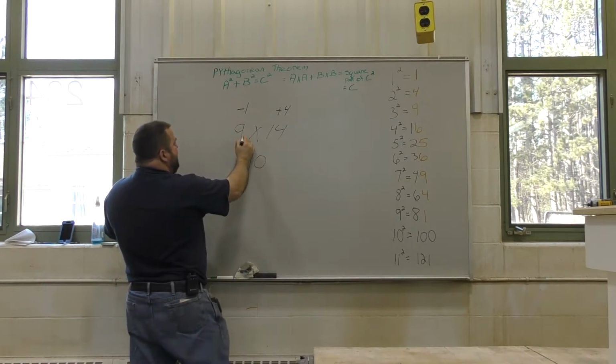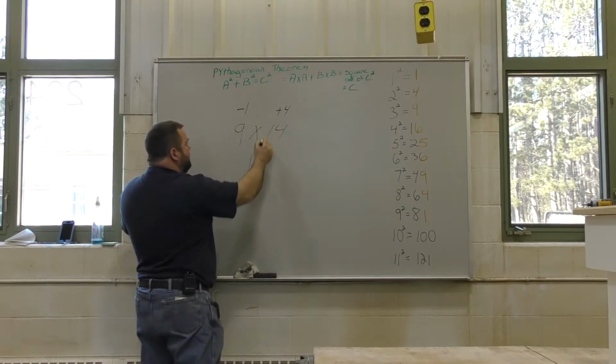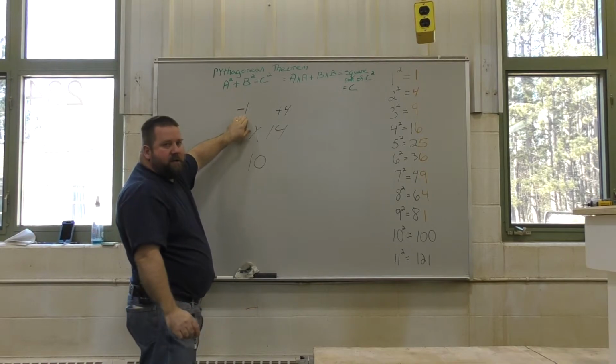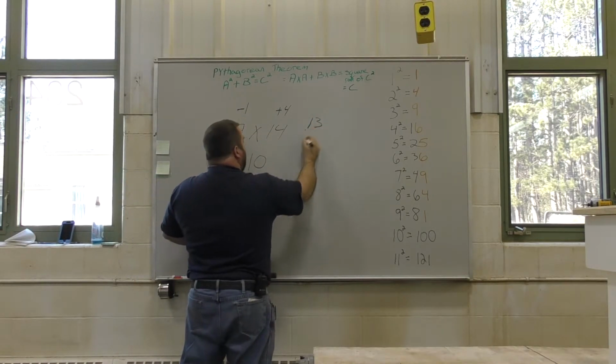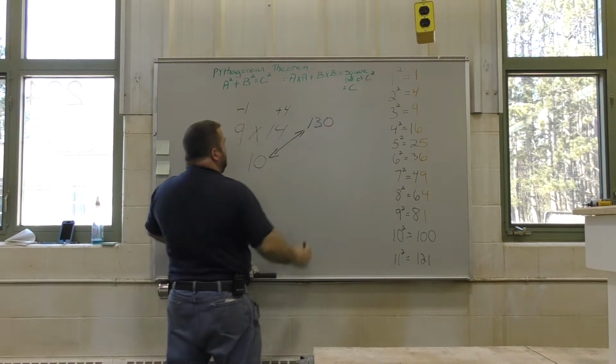Okay? So 9 plus 4 is 13, if you add this direction. Or 14 minus 1 is 13. So we have 13 times the 10, we have 130.